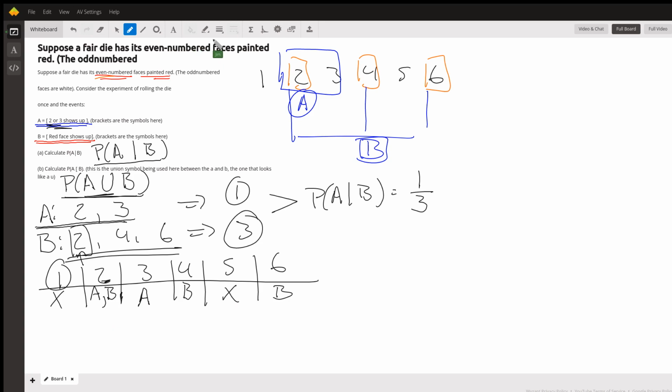And so when we finally count here, we see that there are 1, 2, 3, 4 ways for us to observe an event A or B, given 6 different ways of rolling. So therefore, the answer to this simplifies to 2/3.